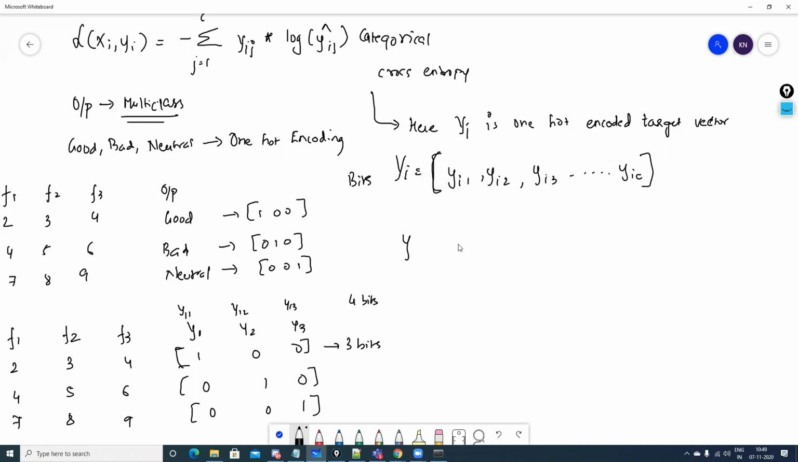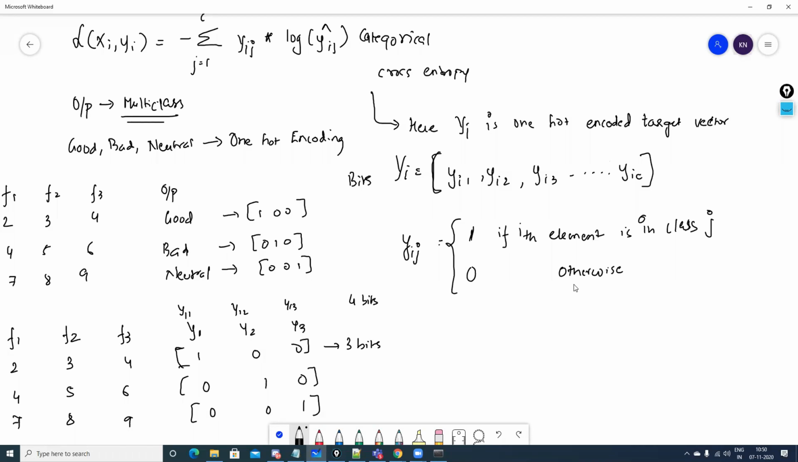Now let me write one more condition after this. yij is equal to 1 or 0. I'll have two elements. Just understand this, guys. If the ith element is in class j, then it is going to be 1. Else, if it is not present, otherwise it is going to be 0.